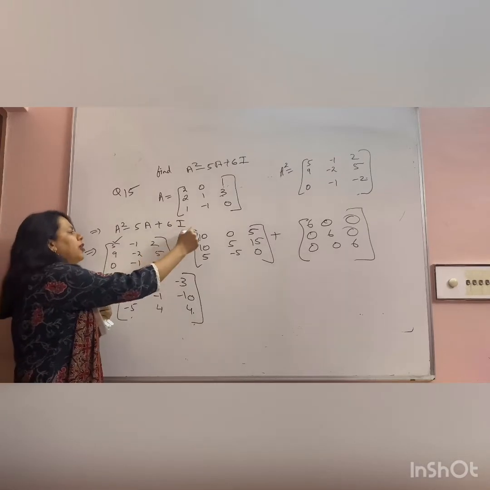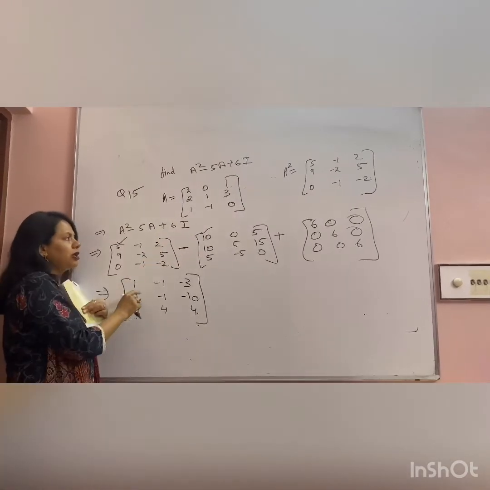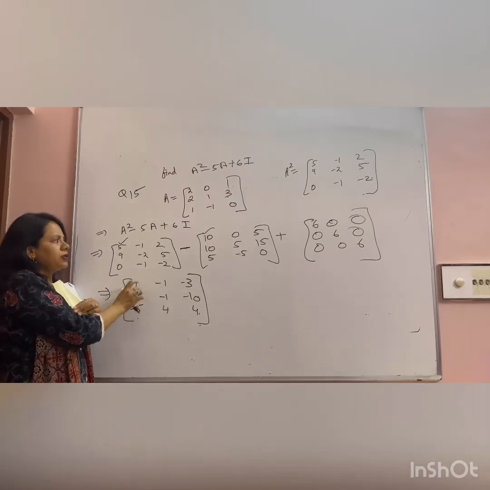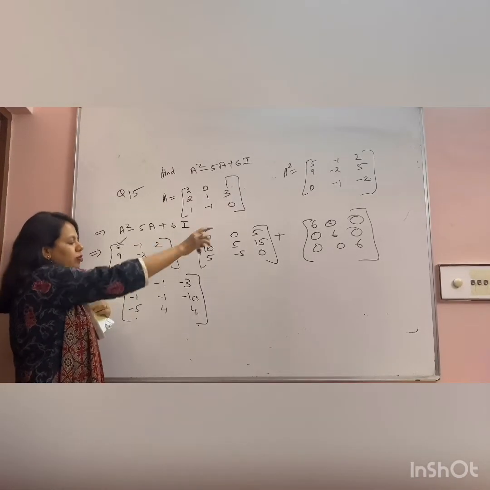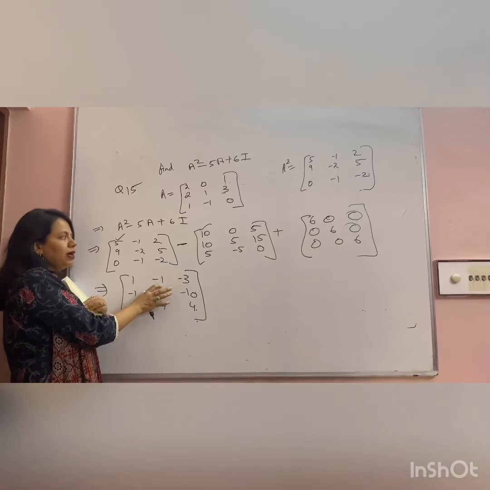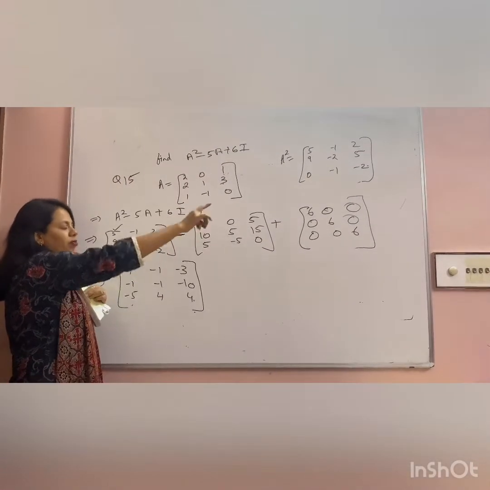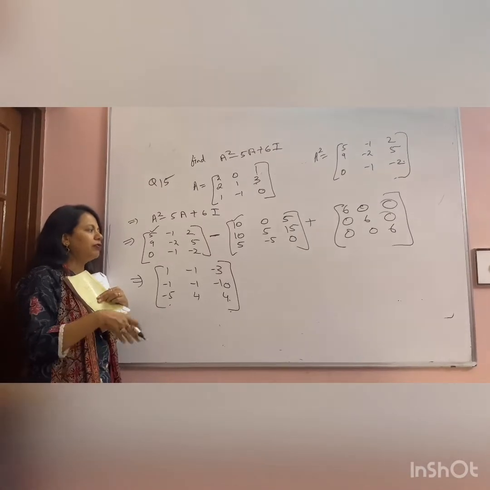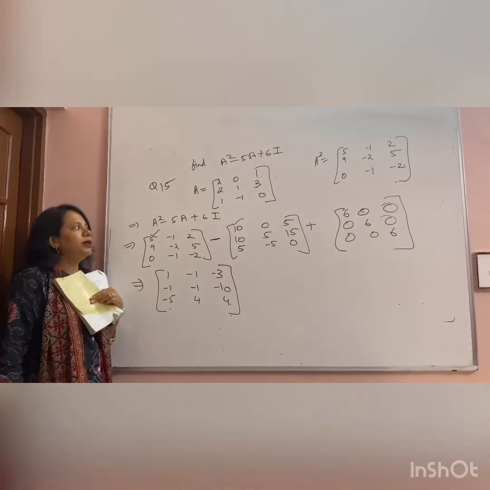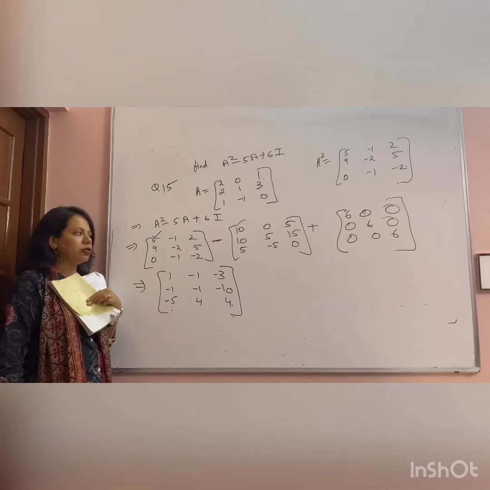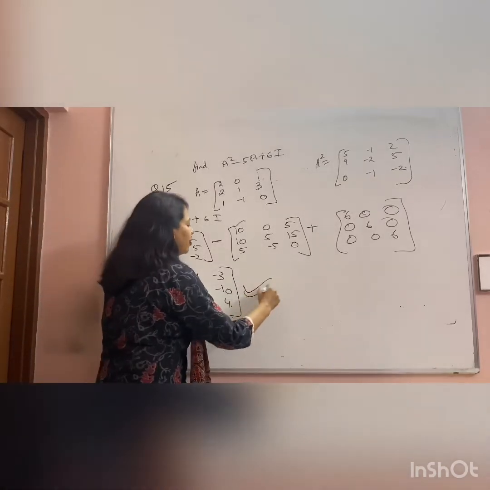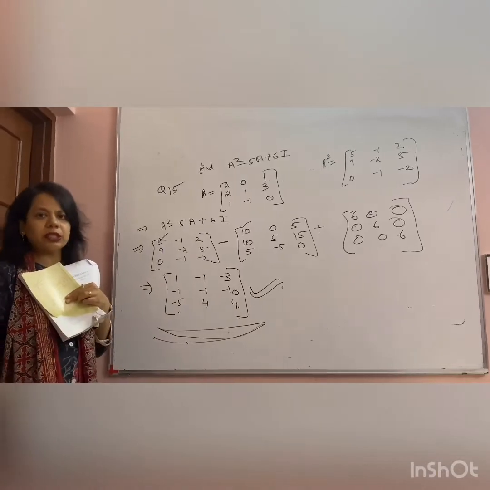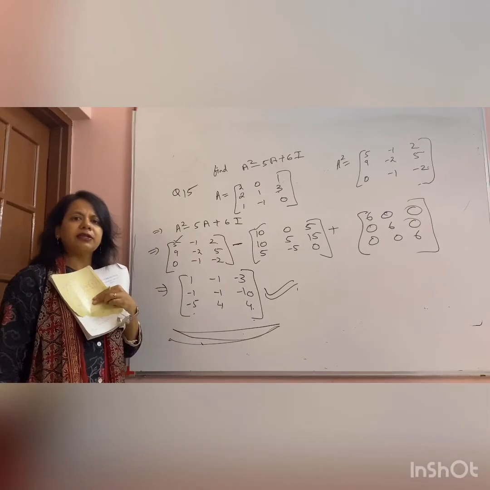See here, 5 minus 10 gives me minus 5, plus 6, so that gives me plus 1. Minus 1 plus 0 plus 0, so that gives me minus 1. 2 minus 5 plus 0, so minus 3. That is how I have performed my normal matrix addition and subtraction over here. This is my final answer that I should get. So this was question 15 from the exercise.